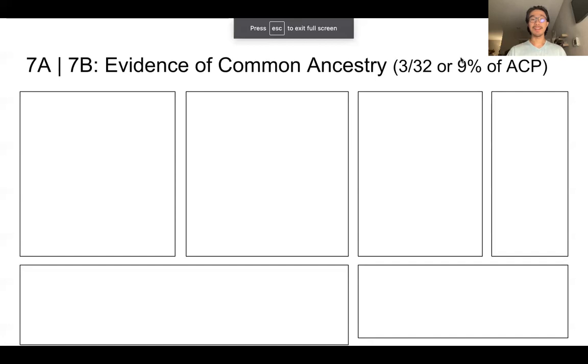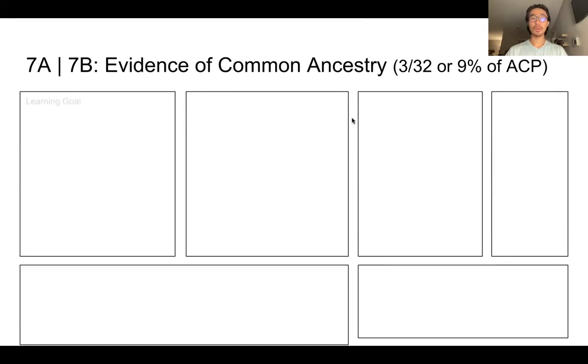Today's lesson is on evidence of common ancestry or evolution. We will call this lesson in class evolution. There are 3 out of 32 problems on the ACP from this unit. It's going to be a larger unit, so strap in and make sure you have your concentration hat on so we can go through a lot of content, which I am very excited to share with you.